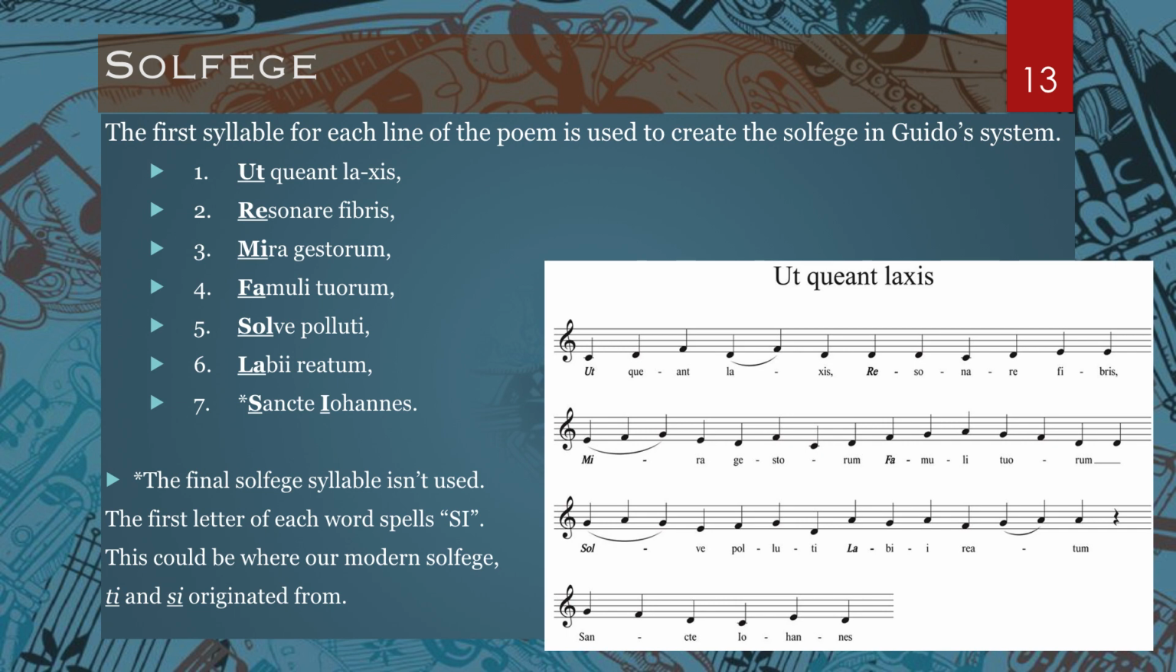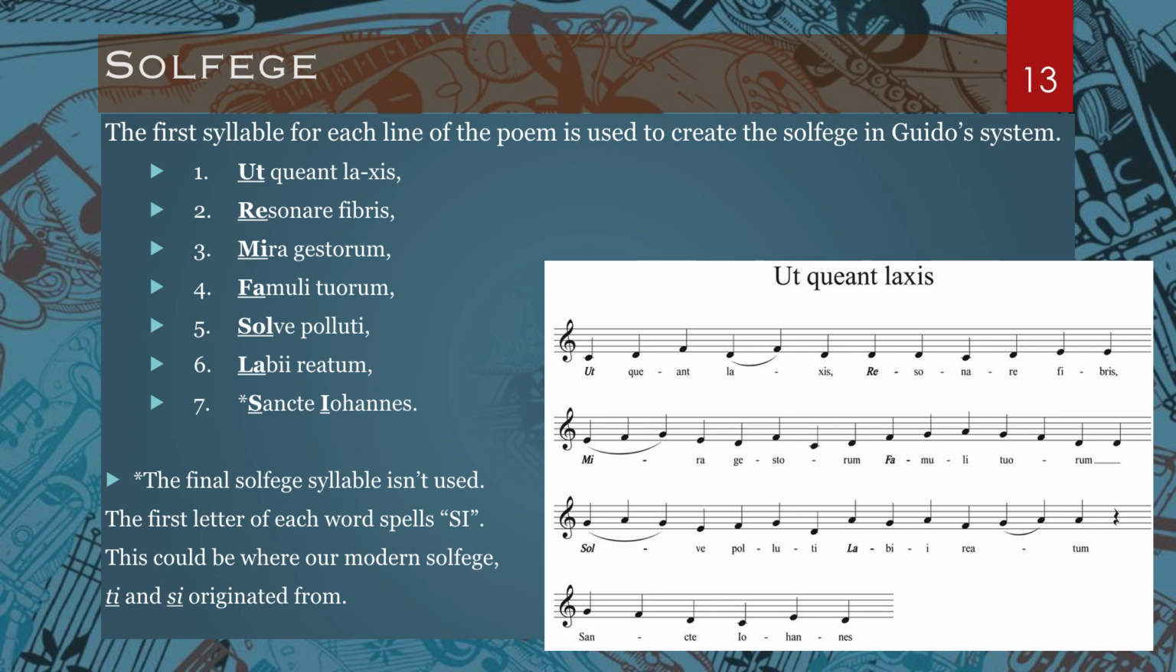So if you look at the poem, the first syllable for each line of the poem is used to create the solfege and Guido system. So on the first line, you have ut, and then about halfway through, you have the next syllable, re. On the second line, you have mi, and then about halfway through, you have fa. Then you have sol on the third line, and la. There is no ti, as you can see, but all these syllables are taken from the first word of each phrase.